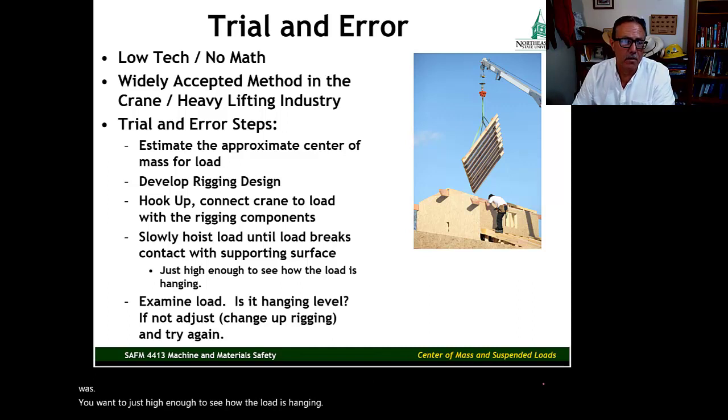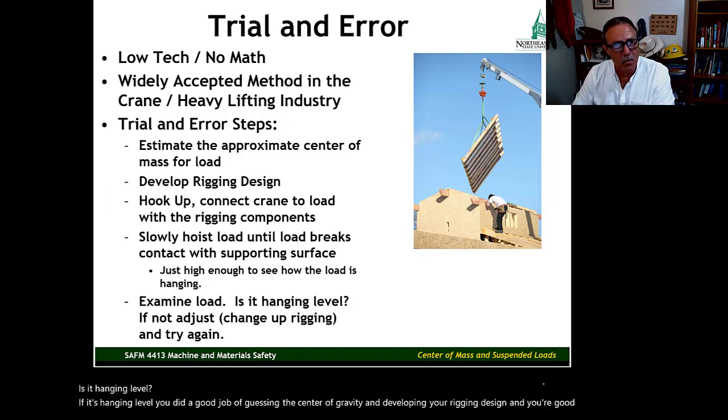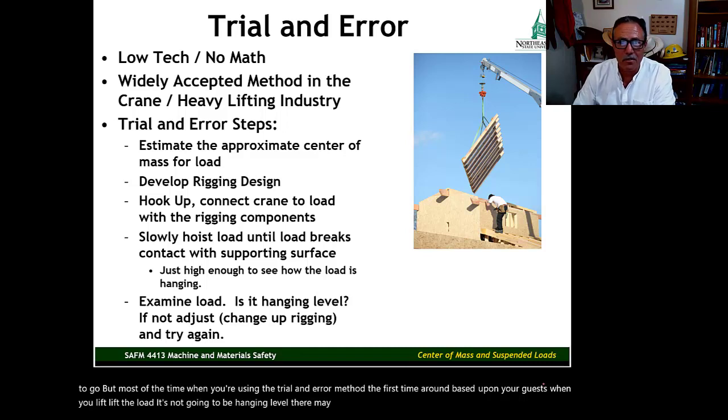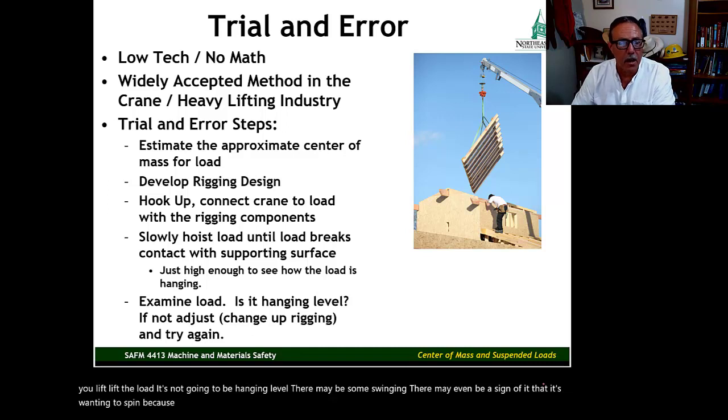Is it hanging level? If it's hanging level, you did a good job of guessing the center of gravity and developing your rigging design, and you're good to go. But most of the time when you're using the trial and error method, the first time around, based upon your guess, when you lift the load, it's not going to be hanging level. There may be some swinging. There may even be a sign that it's wanting to spin because it's out of level.